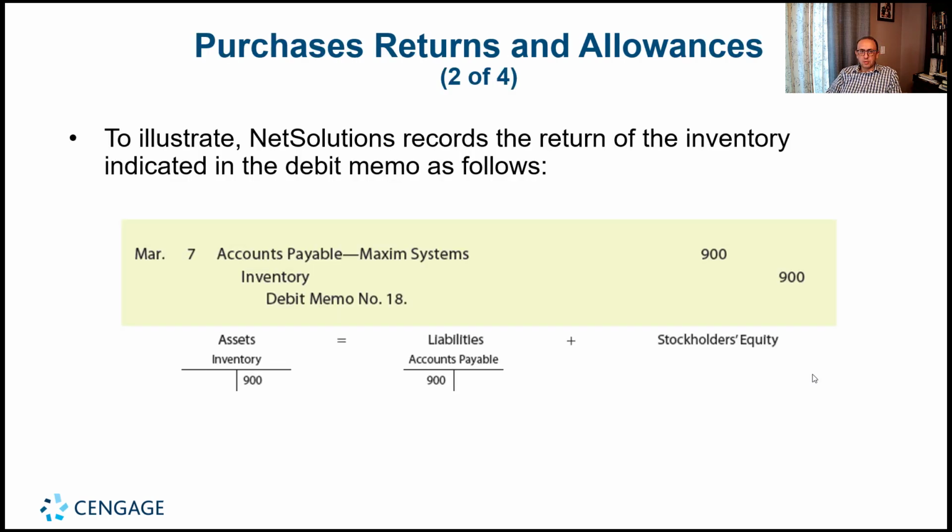To show how this is recorded in the journal, on the date of issuing the debit memo, we debit accounts payable and credit inventory, and we just put a footnote or brief explanation that says this is debit memo number 18.